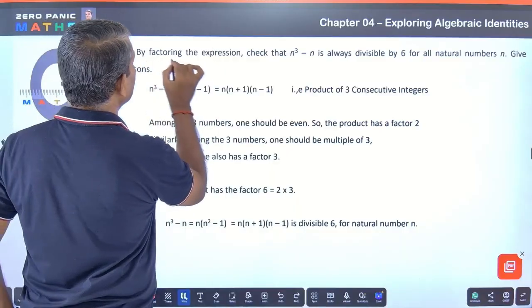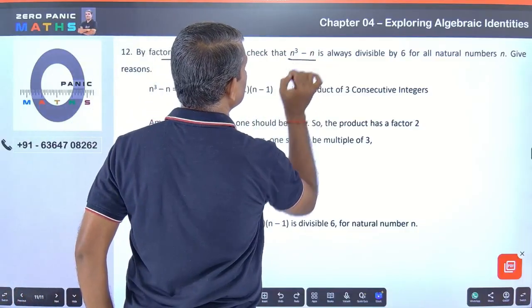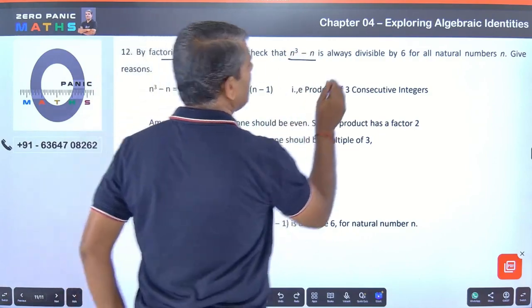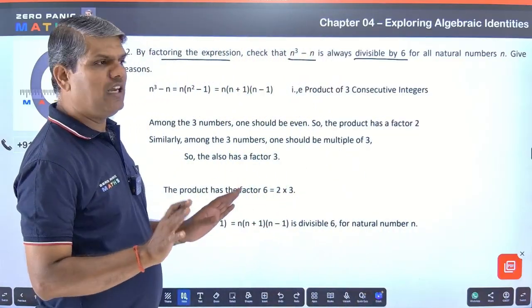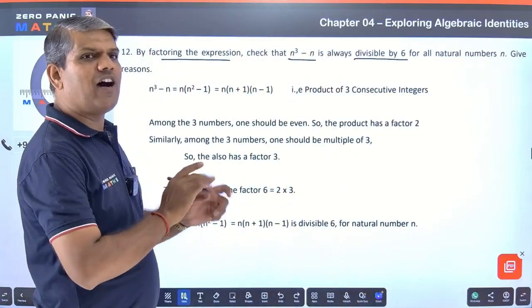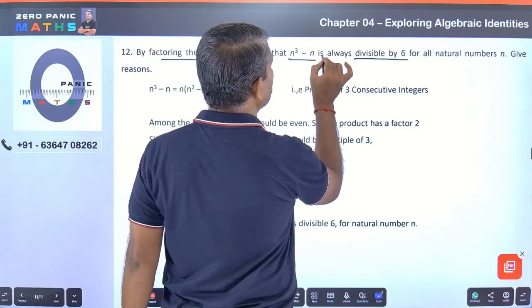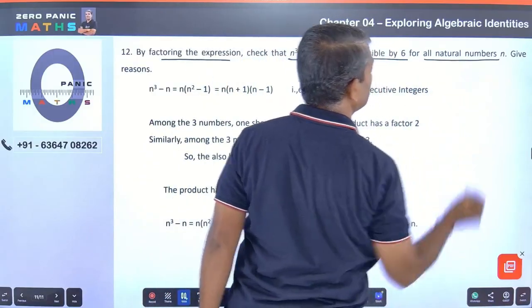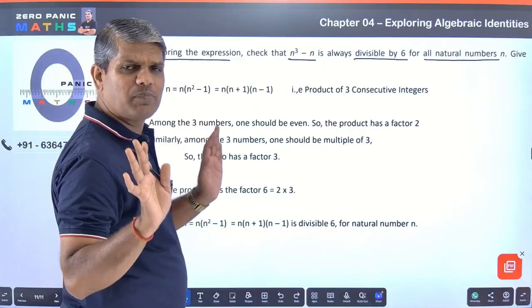By factorization, check that n cube minus n, we have to find out the factors of this. n cube minus n is always divisible by 6. It's a very simple and basic problem of divisibility that we are checking here. n cube minus n is always divisible by 6 for all natural numbers n. We need to prove this and give the reasons. This is a simple problem.